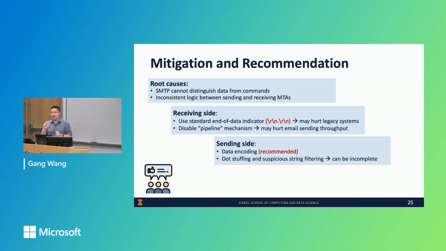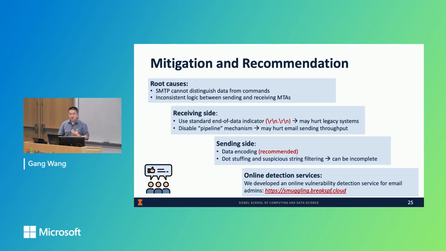And on the sending side, there's actually a very easy fix, which is to do data encoding. This is part of the RFC compliant policy, meaning that you can encode the data so that it's much harder for an attacker to insert content in plain text and have it interpreted as a command anymore. Very easy fix, but again, you need to convince everybody to do that. Data stuffing and suspicious string filtering, as we already showed, help in the short term as quick fixes, but could be really incomplete. It depends on whether another fuzzing test finds another string that will be misinterpreted. So we do have an online service that allows email administrators to self-test additional payloads.